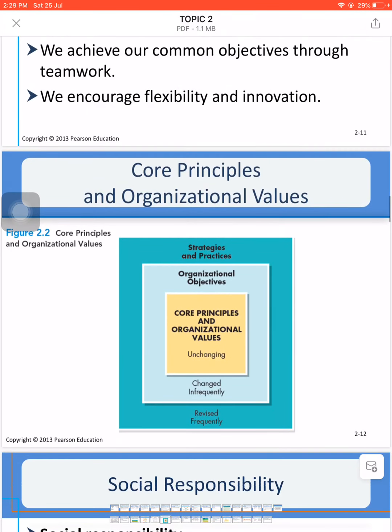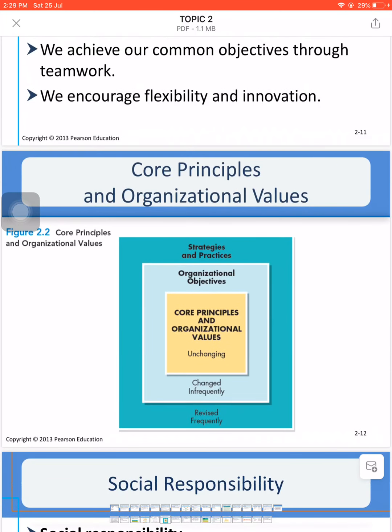This is the core principle. Core principles and organization values. Okay, this figure, if you see in your textbook, which page? It's page 70. This core principle and organization values figure illustrates the role that corporate ethics and values should play in corporate policy. You can use it to see how a good ethics statement might be structured. Basically, the figure suggests that although strategies and practices can change frequently, and an objective can change occasionally, organization core principle and values should remain steadfast. Okay, this is what they mean.